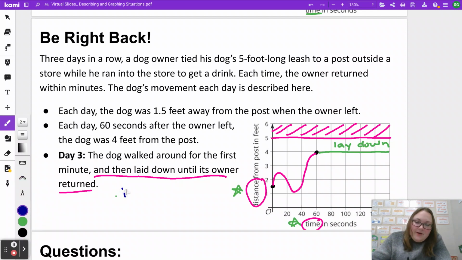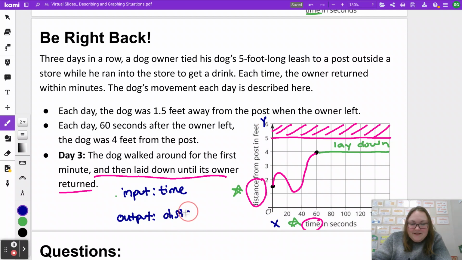To help with that question, it might help to identify the input and the output. The input here you can always find on your x-axis. The input here is the time. And output, similarly, you can always find that on the y-axis. That is going to be our distance.